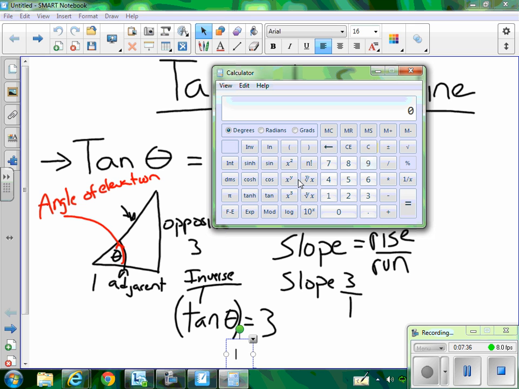The only other thing I'll make sure is that your calculator is set on degrees. So make sure that you check that out. It should say DEG, or it should have a button for degrees.